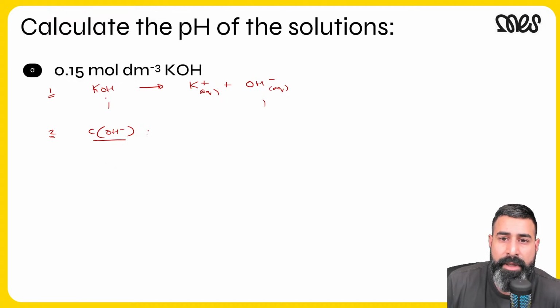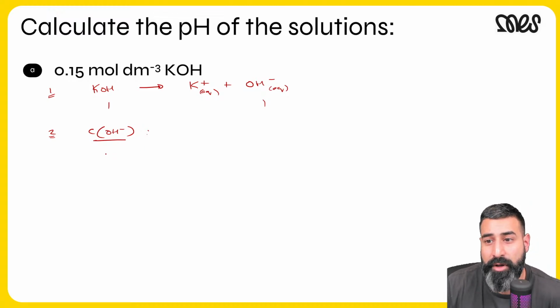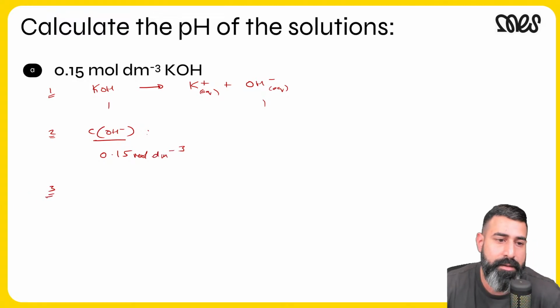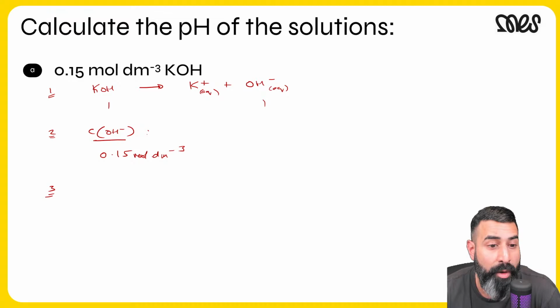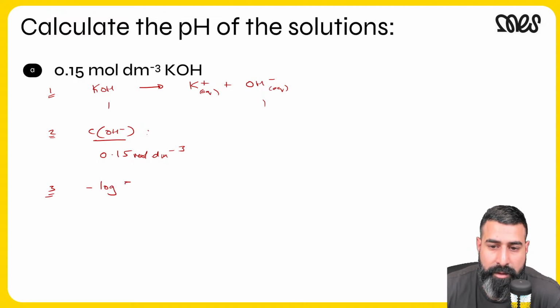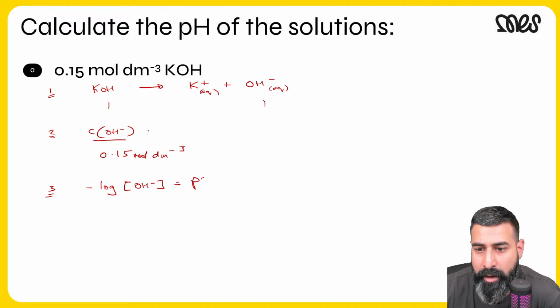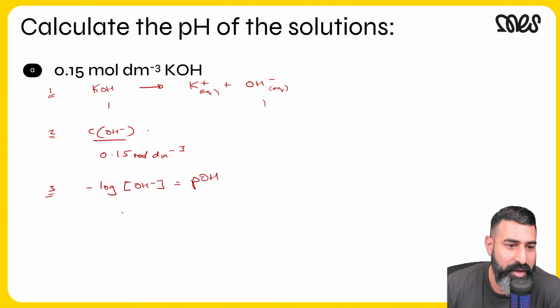So if we know that the concentration of KOH is 0.15, therefore the concentration of hydroxide ions is also going to be 0.15 moles per decimeter cubed. Okay, what could we do next? If I know the concentration of hydroxide ions, what could I work out? From minus the log of the concentration of hydroxide ions. That is equal to what? pOH. Okay, so if that's pOH, excellent for us, Johnny.